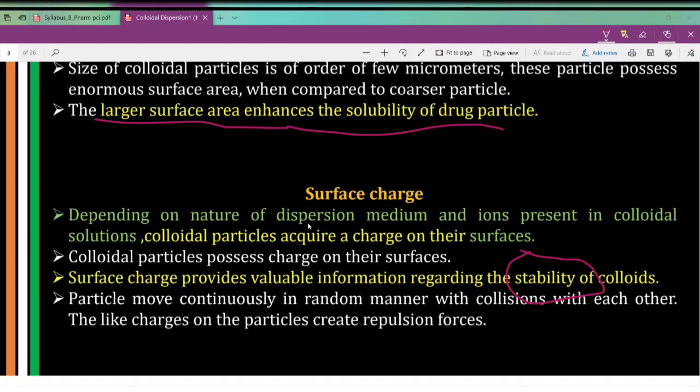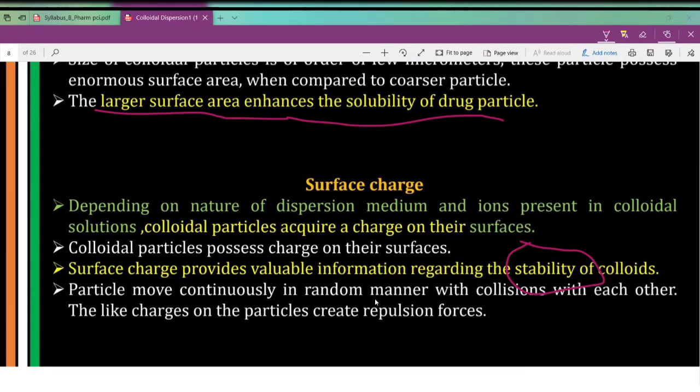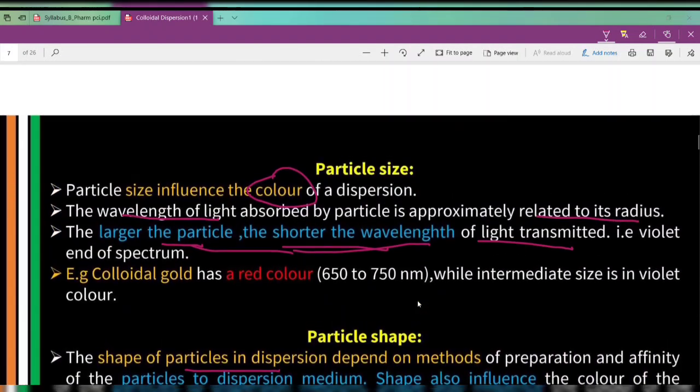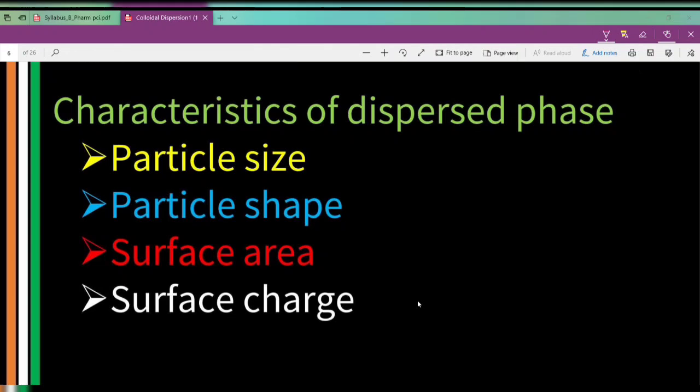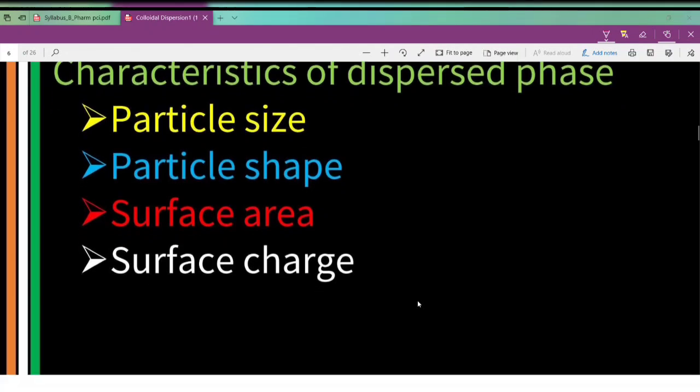The line is also written there: the particles move continuously in a random manner. That is the little bit of the concept of Brownian movement you can mention. Due to that, collisions happen, and due to that, charge may be produced in the dispersed phase or medium. If the charges are alike, the particles experience a repulsion force, and repulsion means there is a chance of instability. You should remember how the surface charge can affect the stability of colloids. These are the points I have already discussed, that how particle size, particle shape, surface area and charge can affect the dispersed phase or medium.